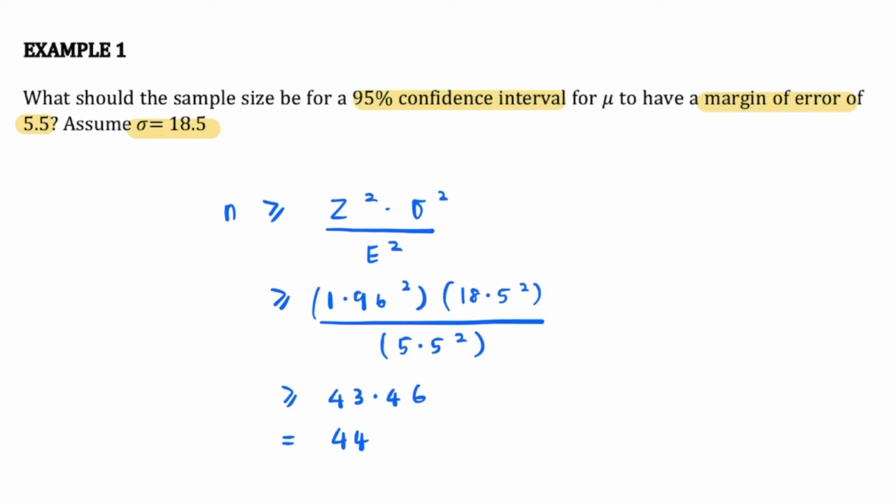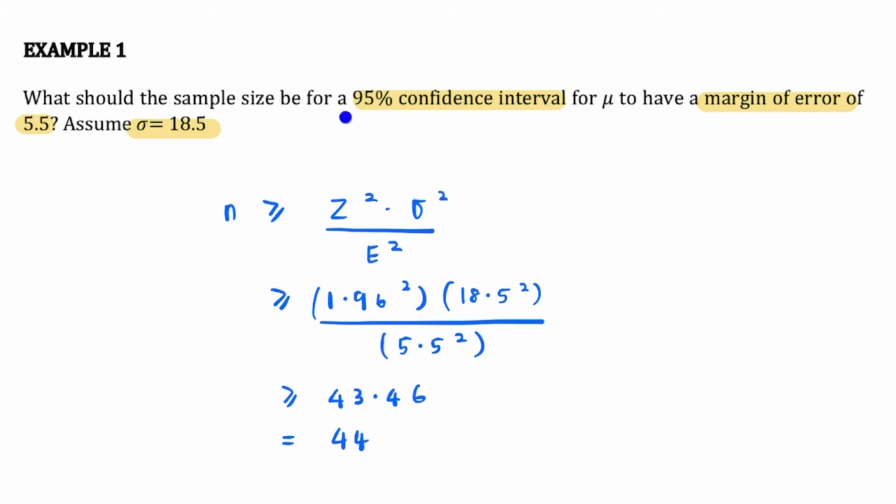So just use this formula. If you remember the formula, just write the formula here. If you don't remember the formula, you can find this one from the margin of error formula. So n is, why do you have this symbol? Because the question asks you to find the minimum sample size. So you have the more-than-or-equal symbol. Z squared sigma squared over E squared.